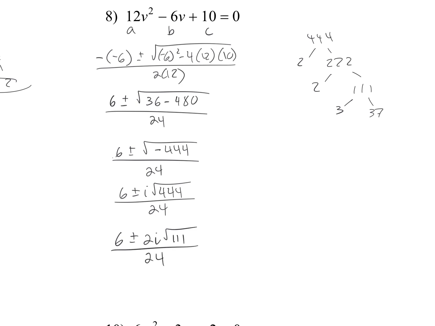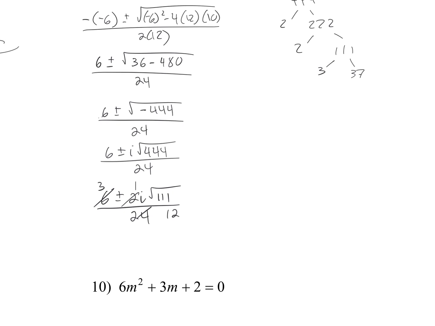I can simplify the 6 to 2 and the 24 by 2. So the 6 will become 3, the 2 will become 1, and the 24 will become 12. So your final answer is x equals 3 plus or minus i root 111, over 12.